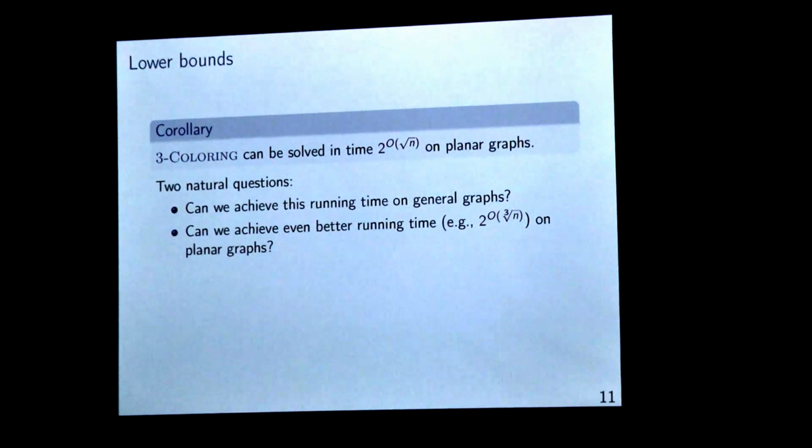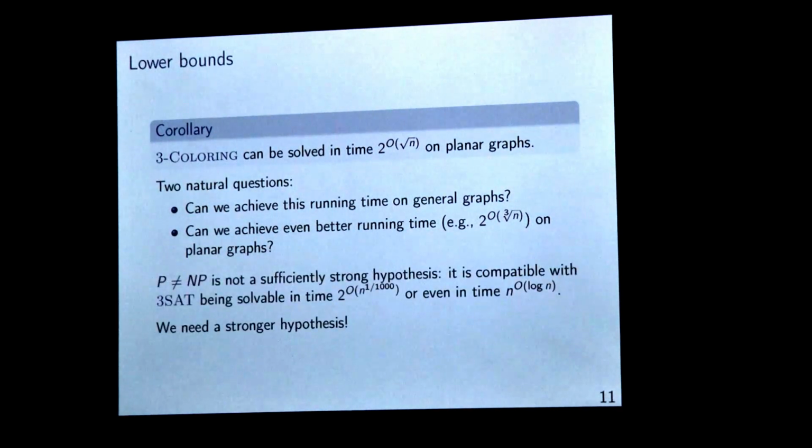And can we achieve even better running time on planar graphs? So what did I give you? For tree coloring, I gave you an algorithm which runs in time 2 to the power big O of root n on planar graphs. Okay. Does this phenomenon also happen on general graphs? Or can we do even better on planar graphs? Let's look at the answer.